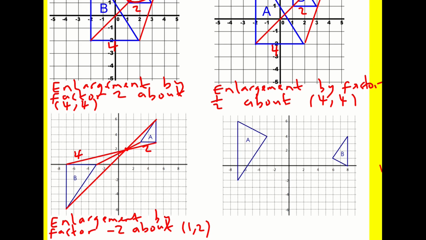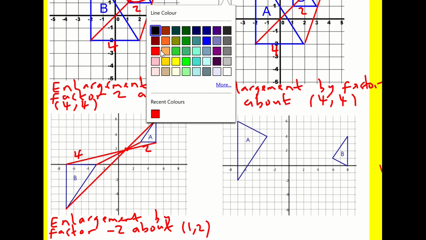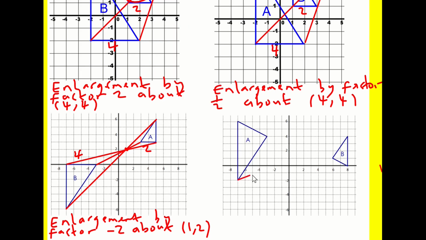Okay, this last one, very similar. I just wanted to put another one in, because I suppose this is getting a bit complicated. Let's do the same again. Corresponding points, just join them up as accurately as you can. Okay, we can already see it meeting there. Let's check that this one meets there. Yep, it does. So that is going to be my center of enlargement.